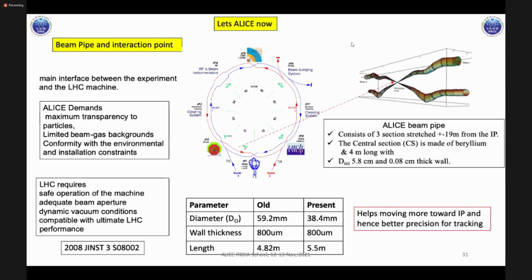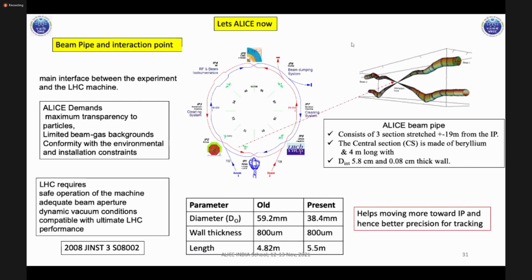So there is a lot to know about detection media and how particles will be detected, the different methodologies. Now let's go over to ALICE once again. Already we know ALICE, what it stands for and what it was meant for. But to start with ALICE, the best starting point would be the beam pipe in ALICE.